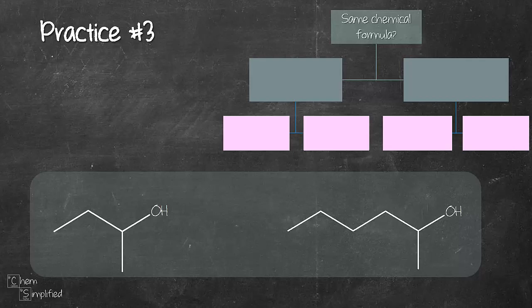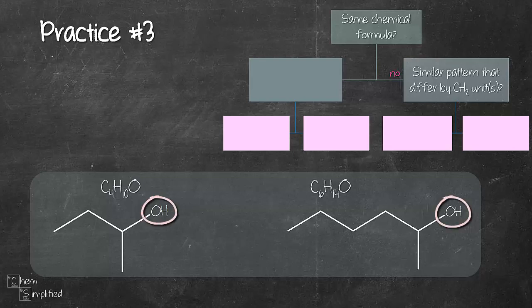The same question, count the number of atoms, and we see that we do not have the same number of atoms. So same chemical formula? No. Next question, do they have similar patterns that differ by CH2? Okay, well, I don't know if you see this, but there is a trend. Like I've mentioned earlier, I try to find a focal point. So in this case, I noticed that I have a functional group, which is OH, alcohol, on both sides, right?